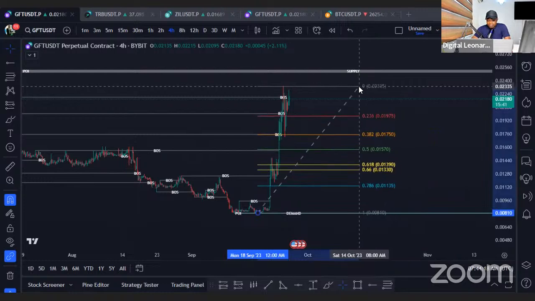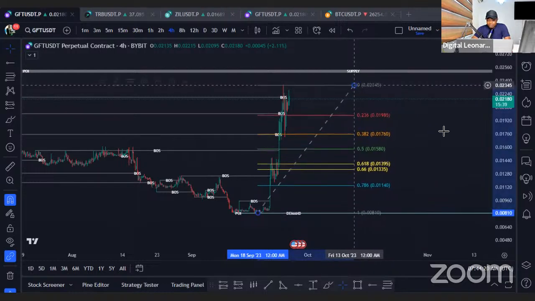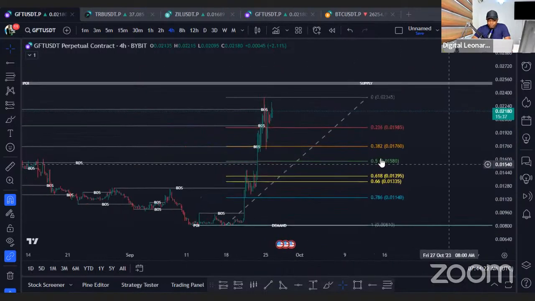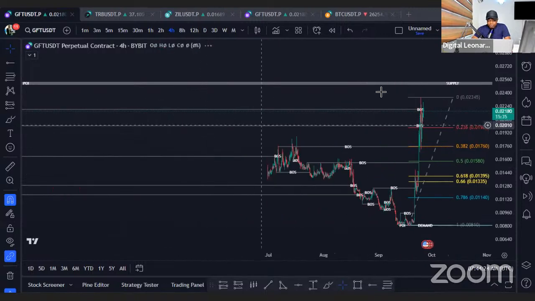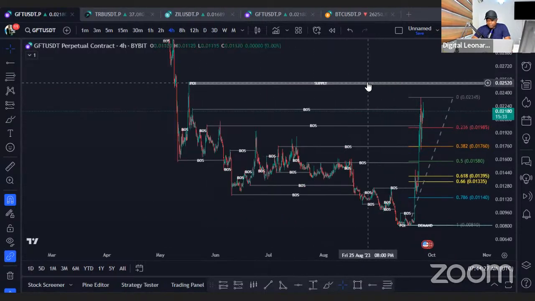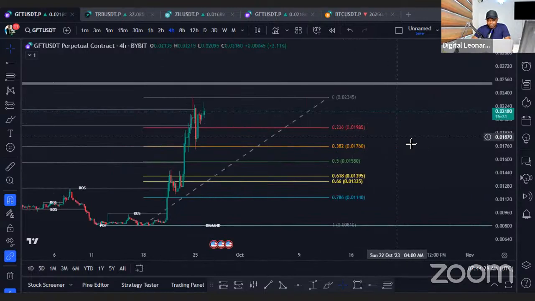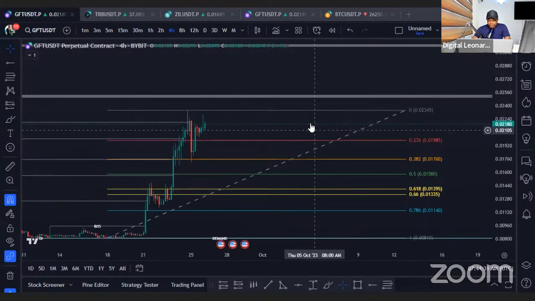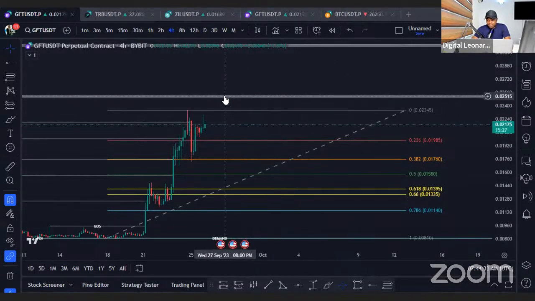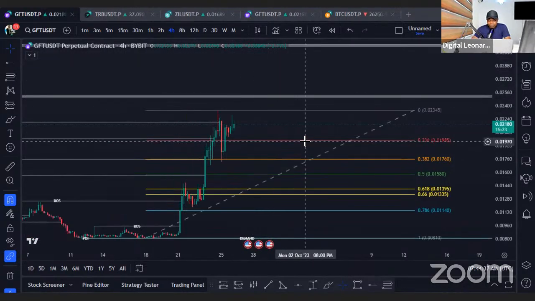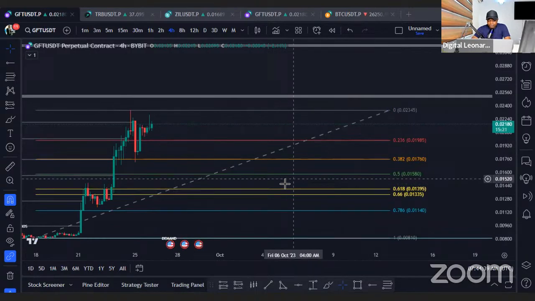So here I can be looking for more short trades. If this continues to move up, you want to pay attention to this 25 cent level. If this continues to move up for GFT, be looking to take a short at that 25 cent level, that's 0.025 level. That's where you should be looking to take a short trade for GFT.